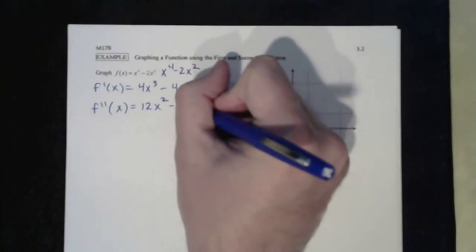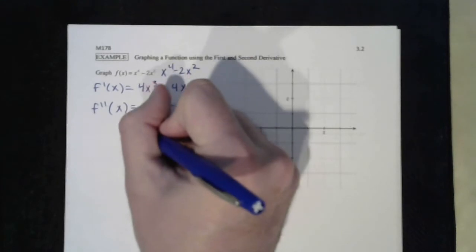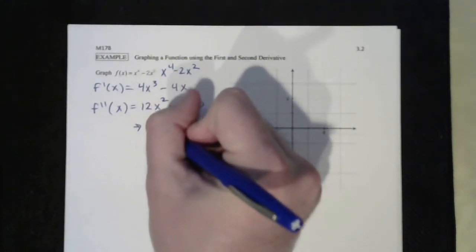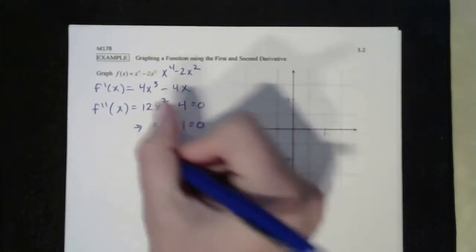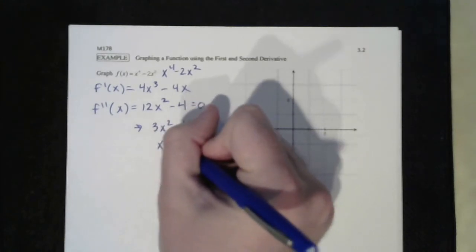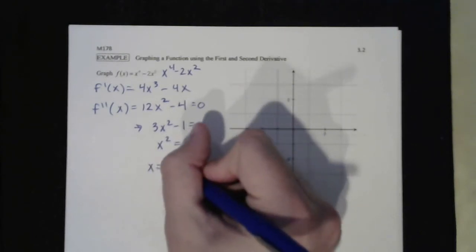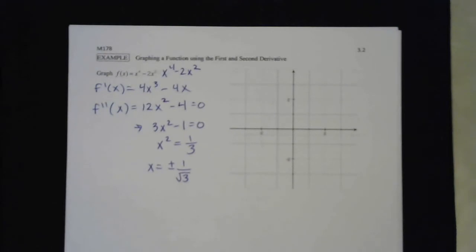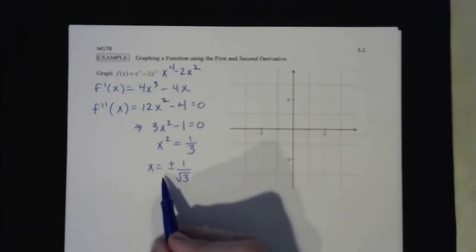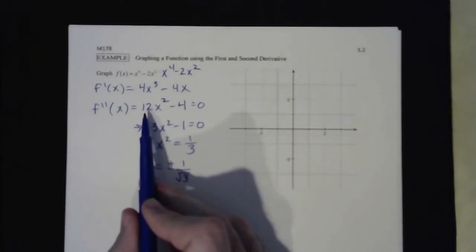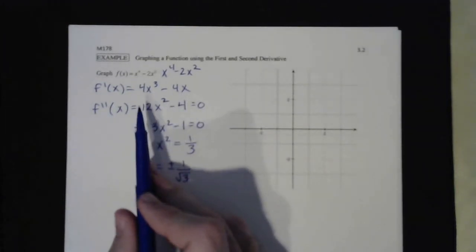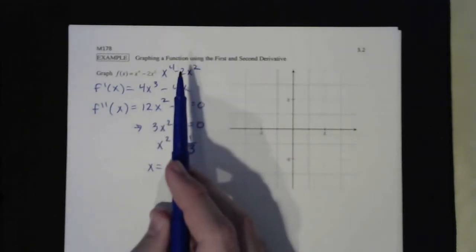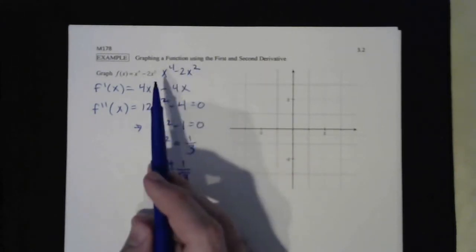So we're going to set this equal to 0. Dividing by 4, we have 3x squared minus 1 equals 0, or x squared equals 1/3. So x equals plus or minus 1 over square root of 3. So these become our potential points of inflection. Double check your second derivative. There's no undefined points, it's a polynomial. Double check your function. There's no undefined points because it's a polynomial.